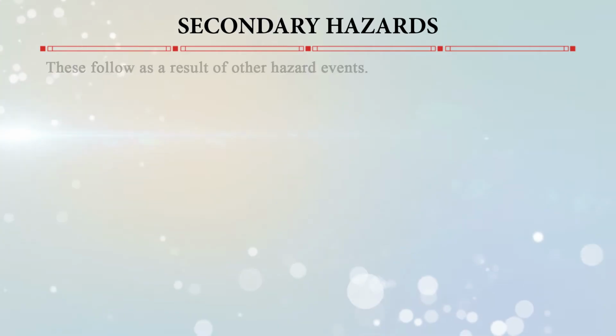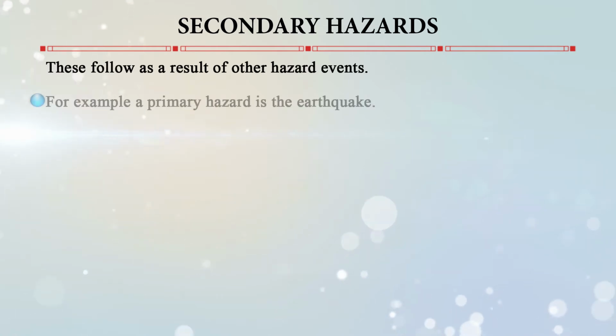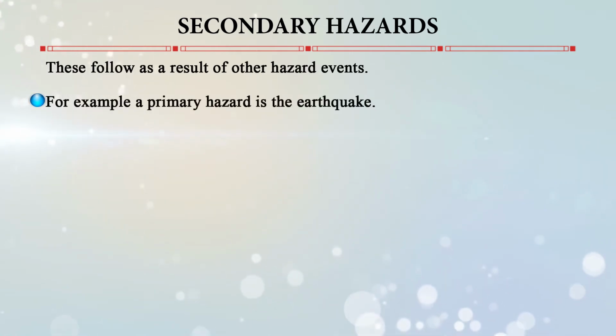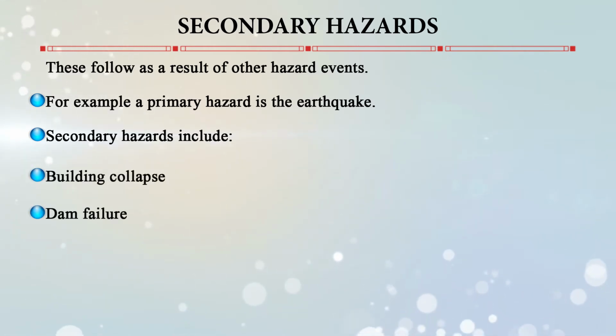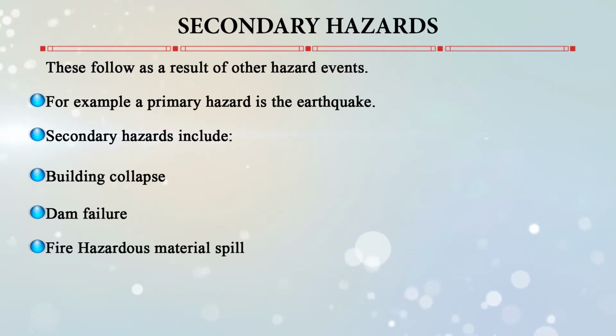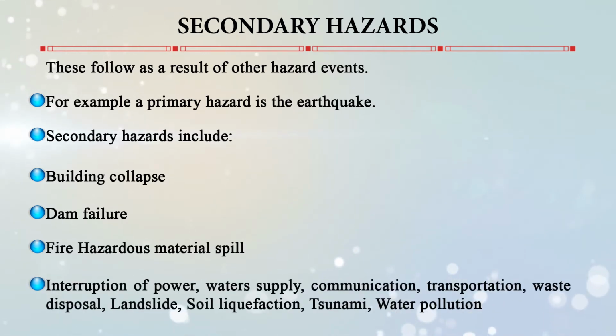Secondary hazards. These follow as a result of other hazard events. For example, if the primary hazard is an earthquake, the secondary hazards include the collapse of a building, there could be dam failure, there could be fire, there could be hazardous material spills, interruption of power supply, interruption of water supply, communication could not be restored properly, transportation may be affected, waste disposal can be a problem, landslides can occur, there can be soil liquefaction, tsunami and also water pollution. So these are all the effects due to the primary hazard. The secondary effects can be caused like so on.